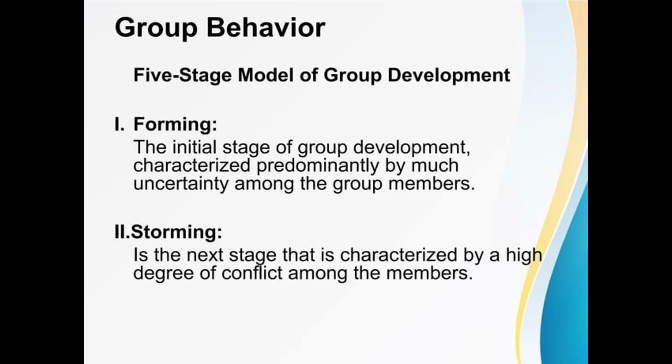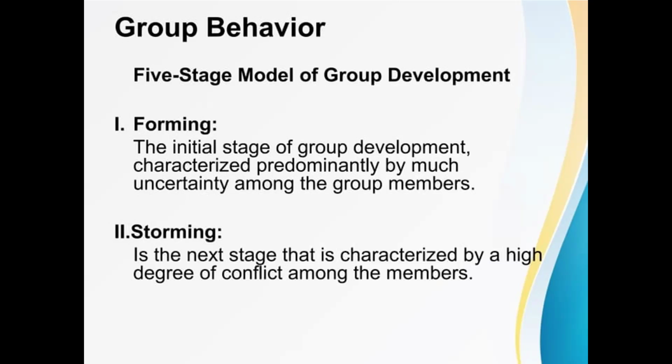Second is storming. This stage is characterized by individual assertive behavior, which may result in some group instability. In this stage, each person wants to feel a sense of individual importance and influence on the group, that is, finding a niche for himself or herself.